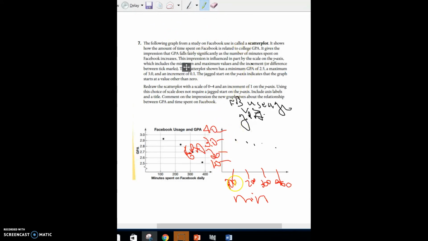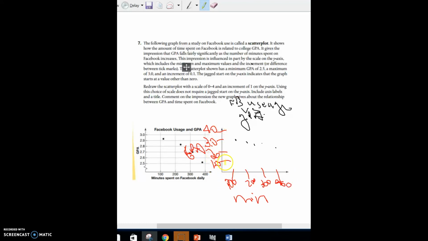So what they wanted you to do here is regraph this data, still minutes on this side, and still go by hundreds here, so 100, 200, 300, 400. And then instead of GPA going by tenths, they wanted you to go by ones. So like 0 now. 0 has to be at the bottom of a graph no matter what. You can never change that. And numbers have to get bigger as you go.